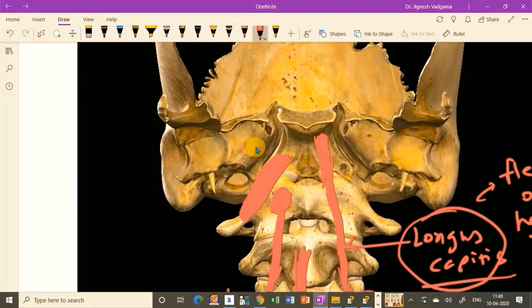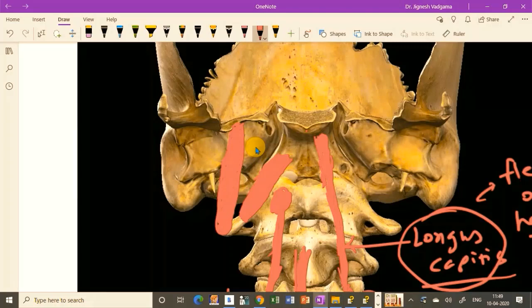One more muscle is there, that is rectus capitis lateralis, and this muscle is going to arise from the upper surface of the transverse process of the atlas, and it passes upward and is going to attach to the jugular process of the occipital bone. So these are the two recti muscles: rectus capitis anterior and rectus capitis lateralis. They are attached to the sites we mentioned.